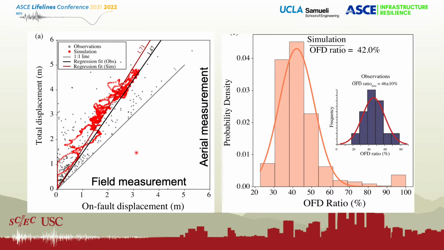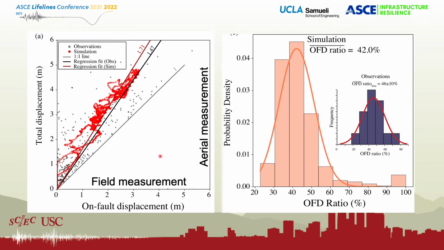Left figure shows the correlation of on-fault displacement and total displacement in simulation and observation datasets. Both show the very similar tendency that the total displacement is larger than on-fault displacement because the slope is larger than 1. Besides, the best fitting slopes between the total and on-fault displacement in simulation and the data are very similar. This slope is very important because it may help to quantify the unknown total displacement in some Asian earthquakes without knowing the aerial measurements or the information about the total displacements.